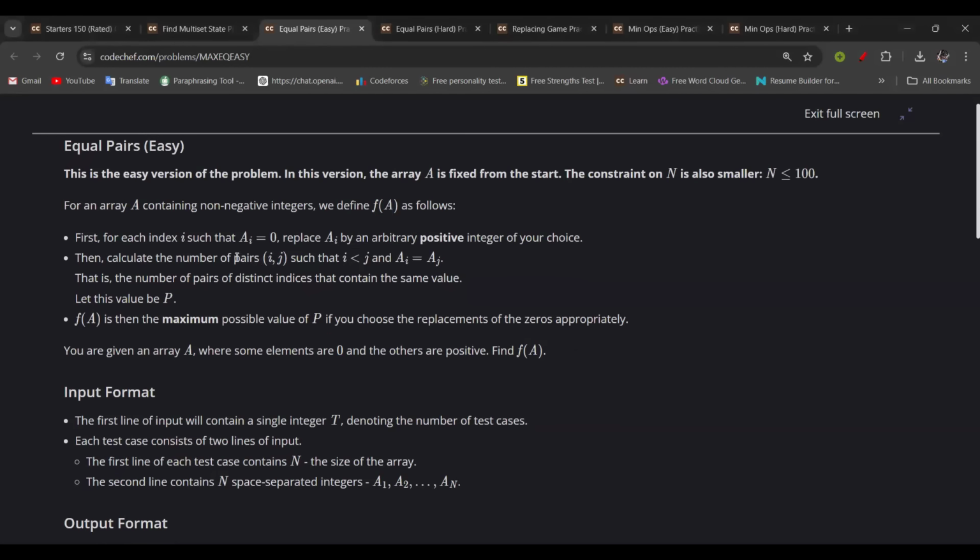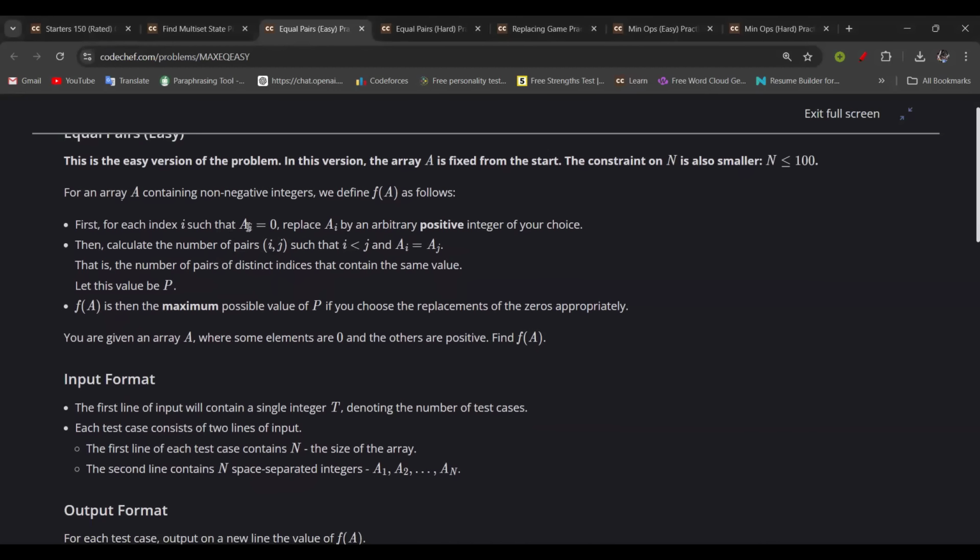And in that, what we need to do is, for each index i such that A_i is equal to 0, replace A_i by an arbitrary positive integer of your choice. So whichever element is 0 can be replaced by any positive integer of your choice. And the other values which are non-zero, which are positive integers, remain as they are. And then you need to calculate the number of pairs such that i < j and A_i is equal to A_j. Basically, the number of pairs of distinct indices containing the same value.